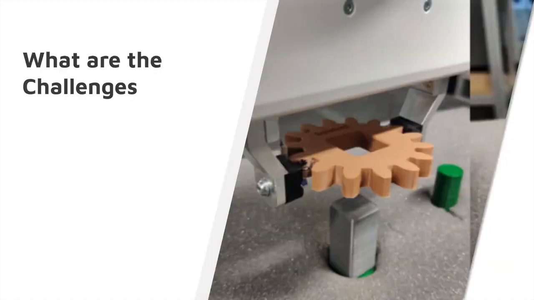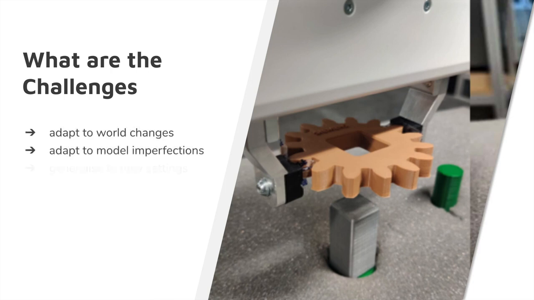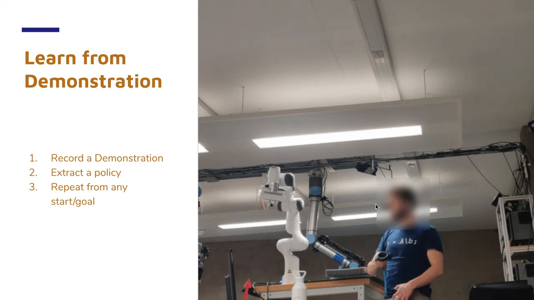In this context, we wanted to address the following challenges. We were interested in being able to adapt to world changes, adapt to model imperfections, generalize to new settings, as well as learn safe and efficient policies. We propose to solve this by relying on learning from demonstration, where a robot hand is teleoperated by an expert demonstrator. We used DMPs, or dynamic movement primitives, to define a base policy extracted using a single demonstration.